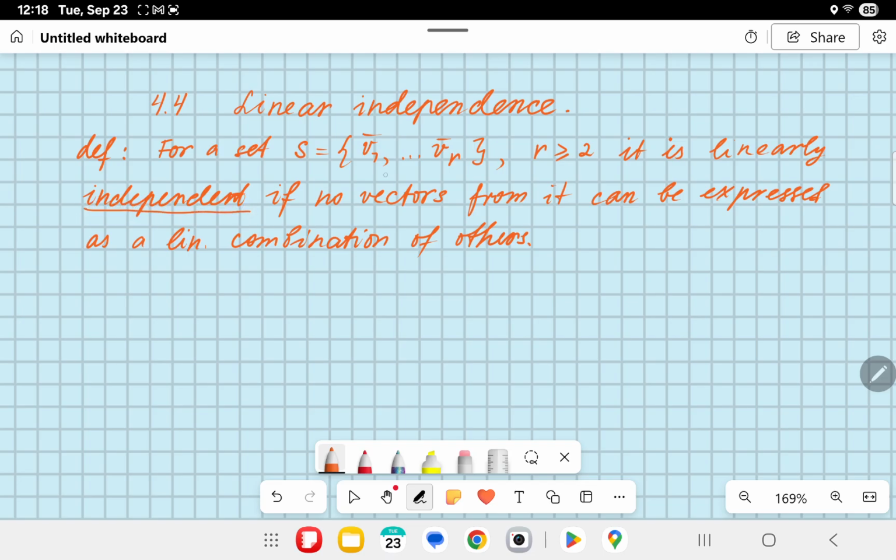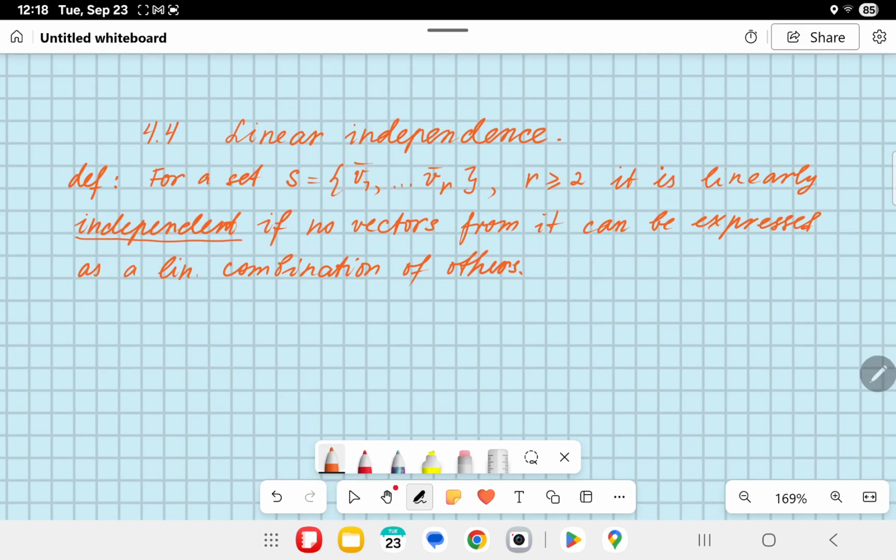If you can express one of the vectors through a linear combination of others, the set is going to be called linearly dependent. So that's a definition of linear dependence and independence.